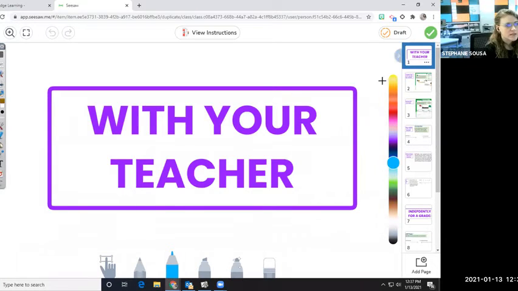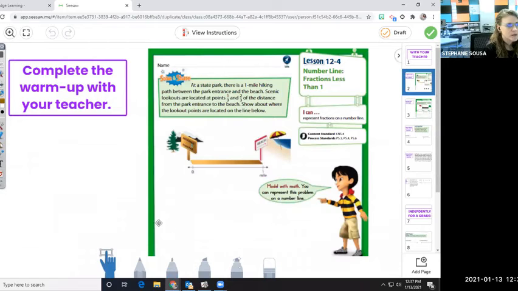Okay, so slide 1 says with your teacher. Let's get ready and go to slide 2. Slide 2 says complete the warm-up with your teacher.